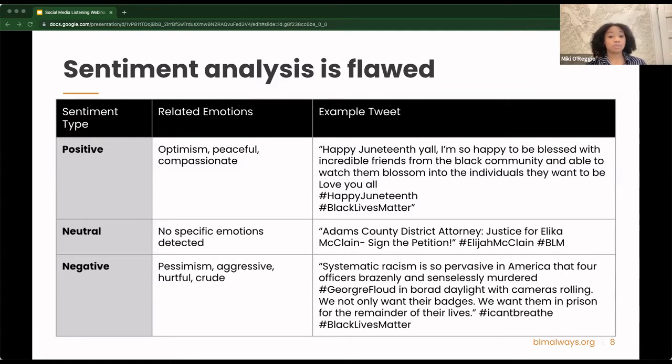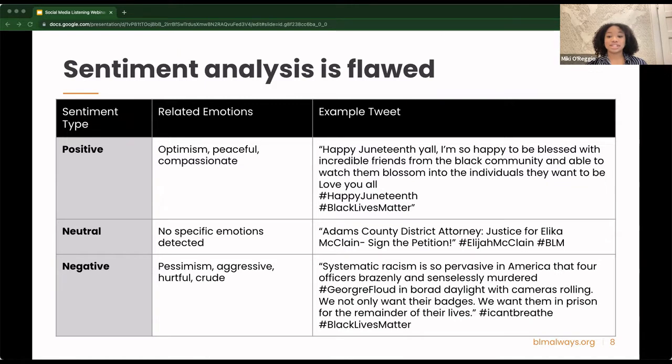And so in this example of a tweet taken from our actual analysis, the negative tweet uses words and phrases such as brazenly and senselessly murdered. Those are the kind of words that the computer algorithm deemed negative, which is true, they're negative rhetoric, but that does not mean that this Twitter user was against the BLM Always movement.